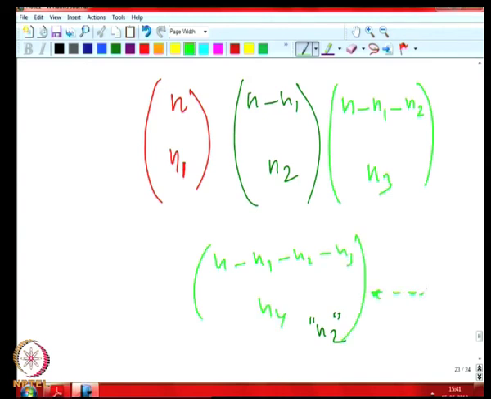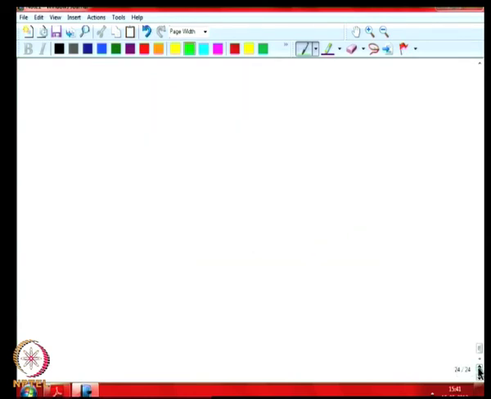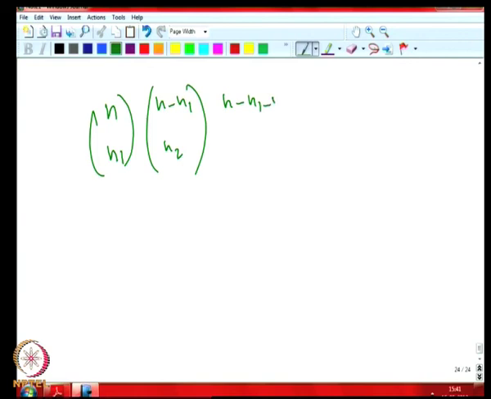Like this it goes. So, we multiply the possibilities, and then how will the formula look? n choose n1 into n minus n1 choose n2 into n minus n1 minus n2 choose n3, and finally the last term will be n minus n1 minus n2 and so on up to nk minus 1, choose nk.